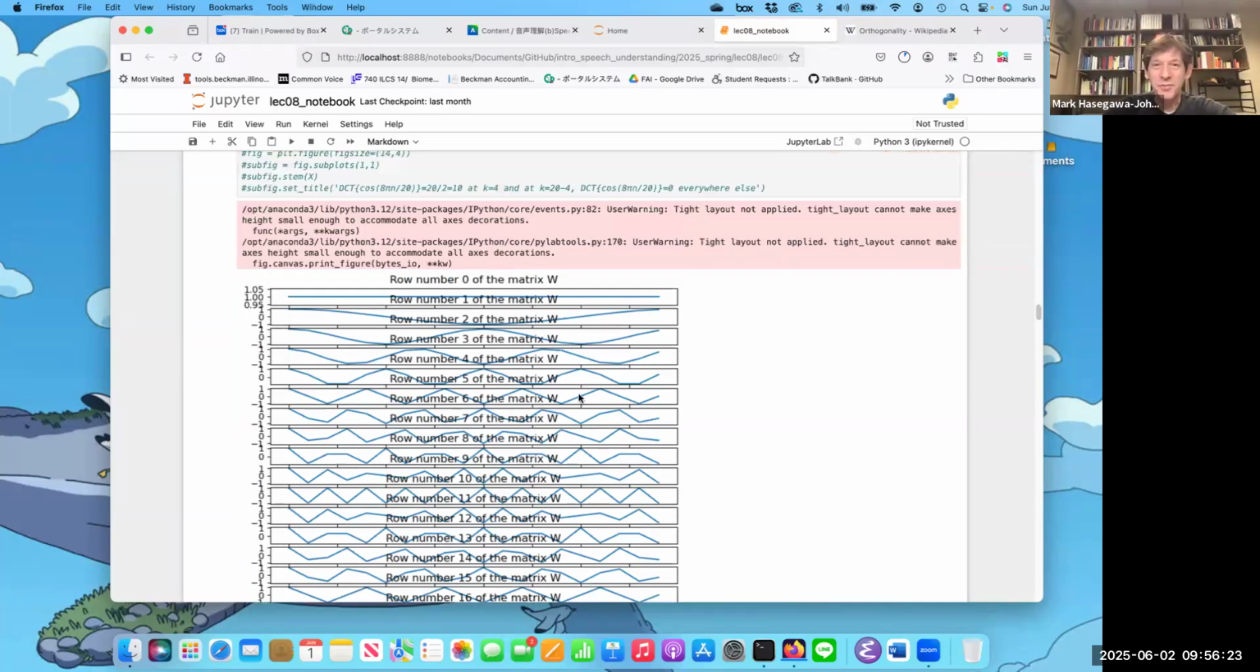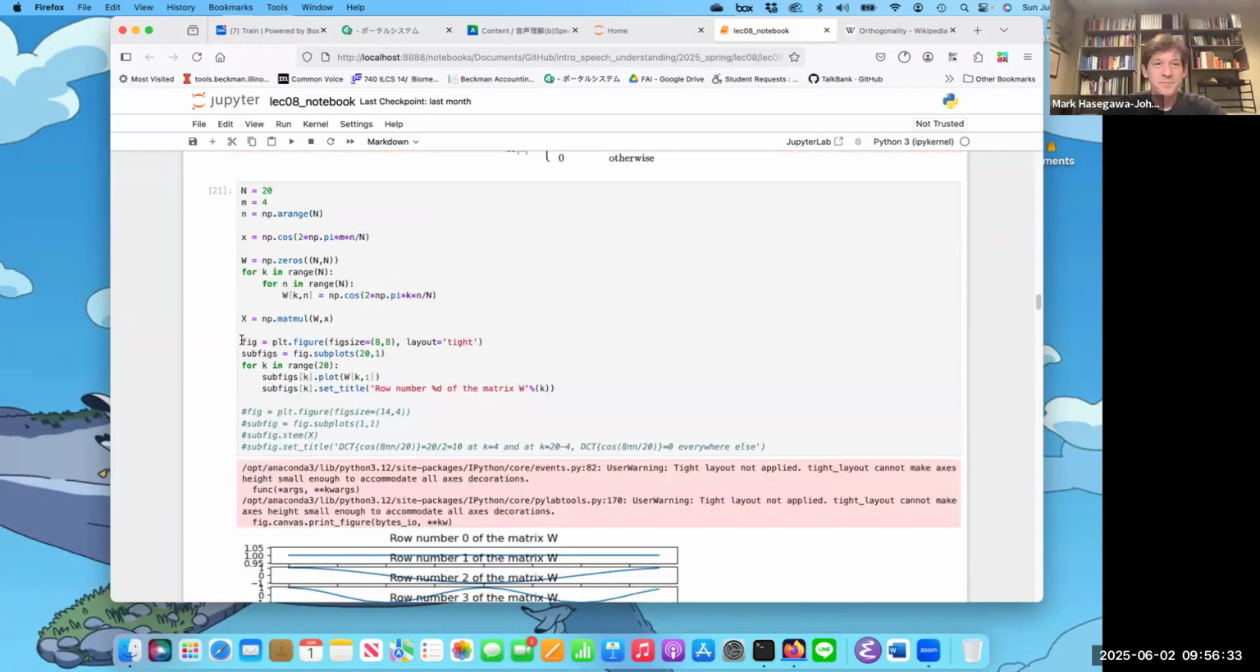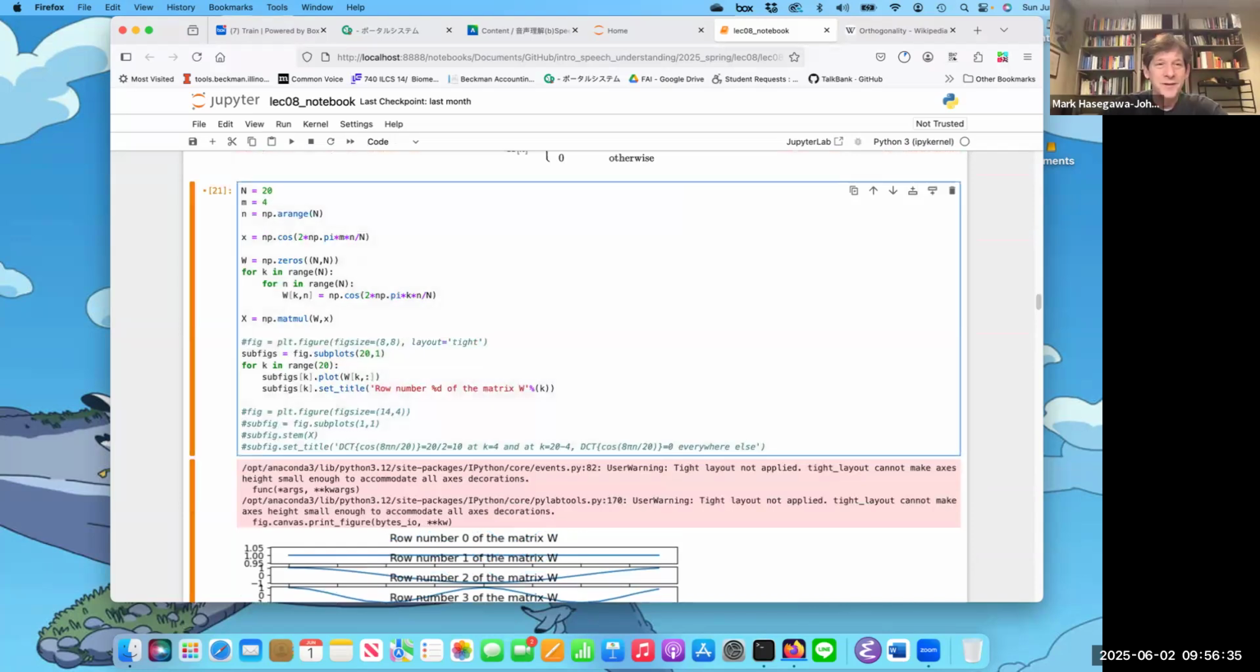So that's going to be interesting. That's going to mean that when we multiply by frequency 19, the result we get will look exactly like what we get by multiplying by frequency 1. Let's show that result. Let me comment out this figure, and instead I'll plot what happens when I multiply x, which is a cosine at some particular frequency. In this case, it's frequency 4. I multiply x by this matrix W, and I get as output some matrix capital X.